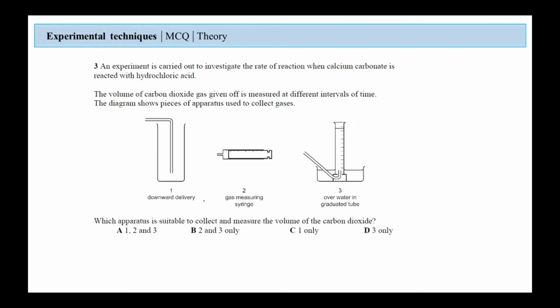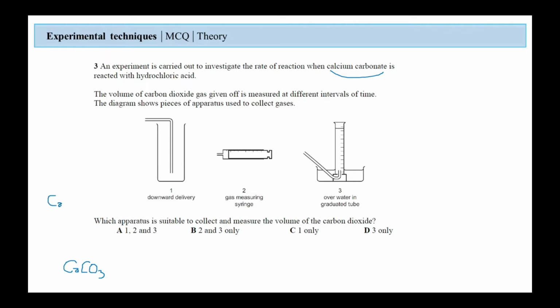In question 3, we have that an experiment is carried out to investigate the rate of reaction when calcium carbonate is reacted with hydrochloric acid. Actually, calcium carbonate, its formula is CaCO3. This is the calcium carbonate.